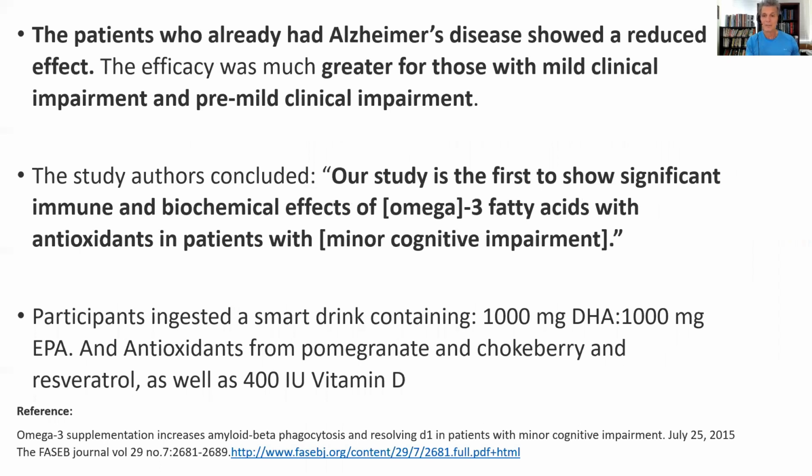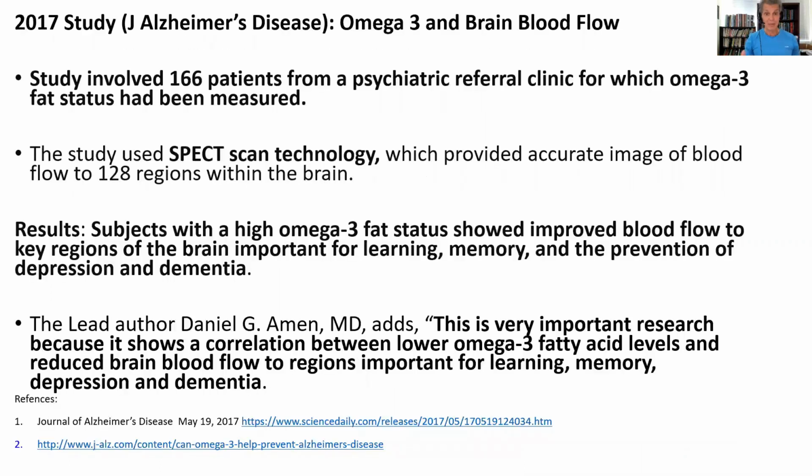As the authors say, our study is the first to show significant immune and biochemical effects of omega-3 fats with antioxidants in patients with minor cognitive impairment. So what they did is they gave people omega-3 fats along with vitamin D and drinks like pomegranate juice and chokeberry that are high in antioxidants. That combination of those three things produced a great result in reversing mild cognitive impairment, and also tended to get a breakdown or sort of a reduction in the amount of beta amyloid plaque in the brains of the Alzheimer's patients. It's quite incredible.